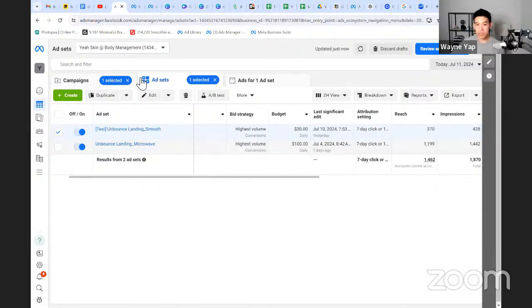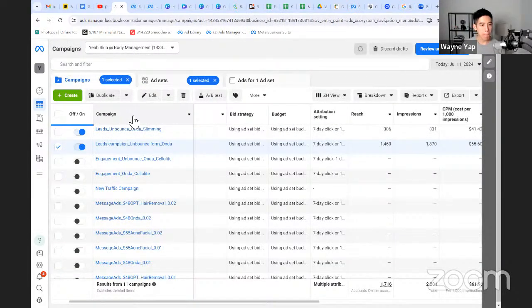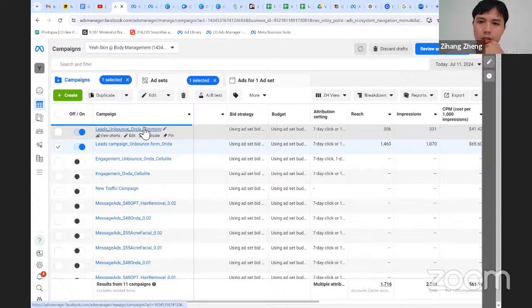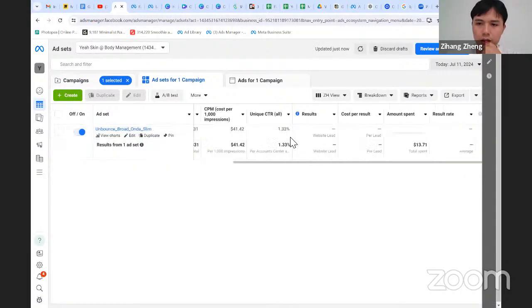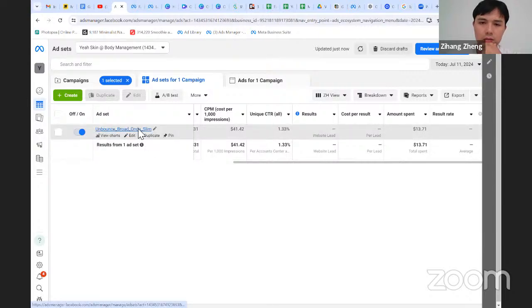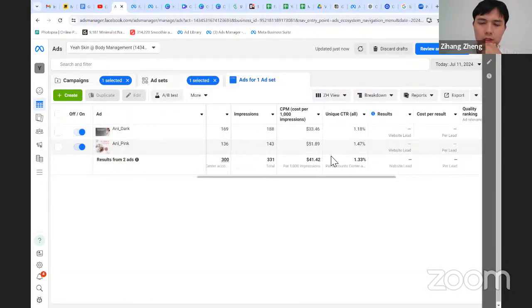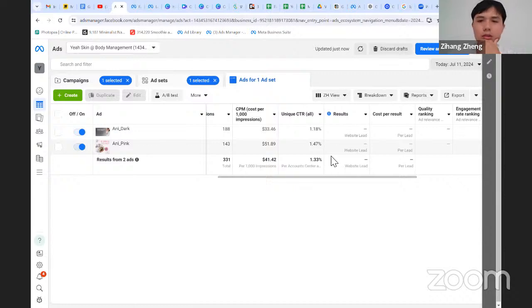Okay, then let's quickly look at the slimming one. The slimming one just got approved today. I think the ads got approved in the afternoon and started running. The $50 budget has so far spent $13. In terms of the click-through rate, I think so far it's not that ideal.